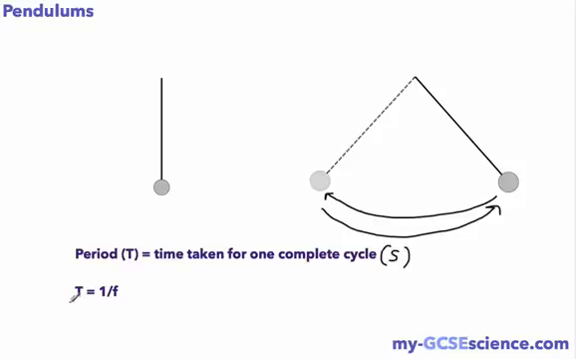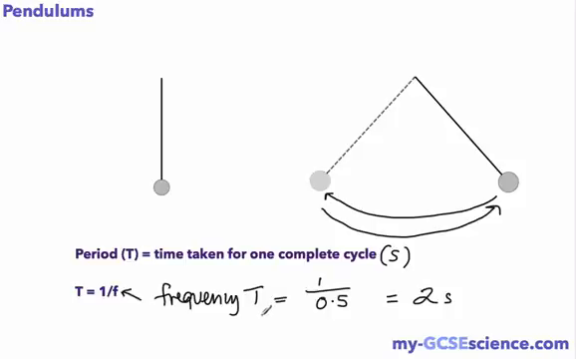The other equation that you need to know is the time period is equal to 1 divided by f, where f is the frequency. So in other words, f is how many cycles per second. So if you know the number of cycles per second, you can work out the frequency. So imagine the frequency was 0.5. The time period based on that would then be 1 over 0.5 equals 2 seconds. Okay, so that's just a quick example of using that particular formula.